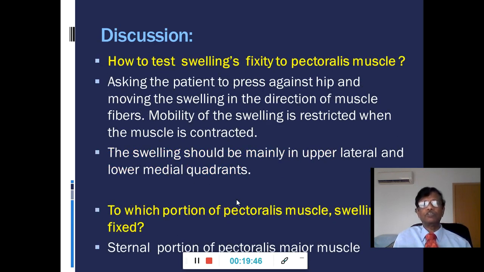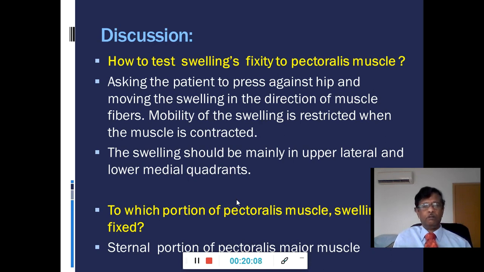How to test swelling's fixity to pectoral muscle? Asking the patient to press against the hip and moving the swelling in the direction of the muscle fibers. Mobility of the swelling is restricted when the muscle is contracted. The swelling should be mainly in the upper lateral and lower medial quadrants.